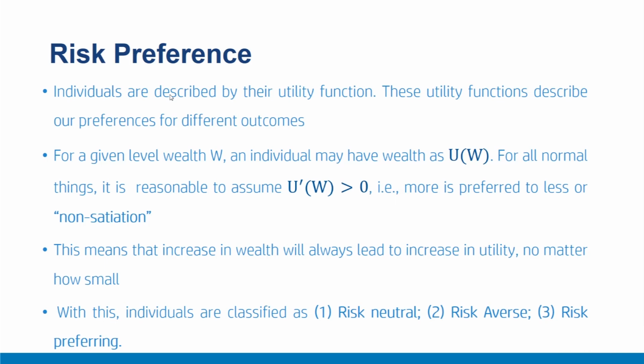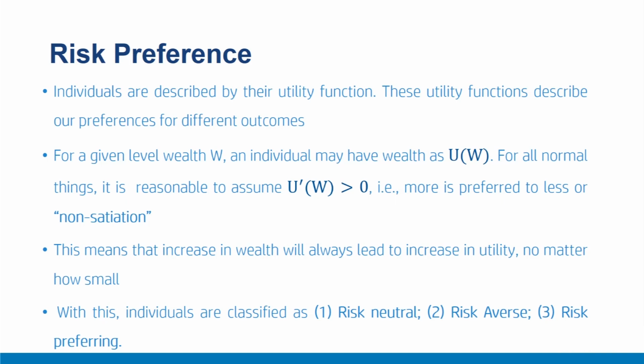This may not be true in the case of normal goods and services. For example, after eating a certain amount of ice cream, the incremental benefit or utility of ice cream may be negative as well. However, for wealth and money, generally the hypothesis of non-satiation is applicable. That means U'(W) is greater than 0. That means an increase in wealth will always lead to an increase in utility, no matter how small.